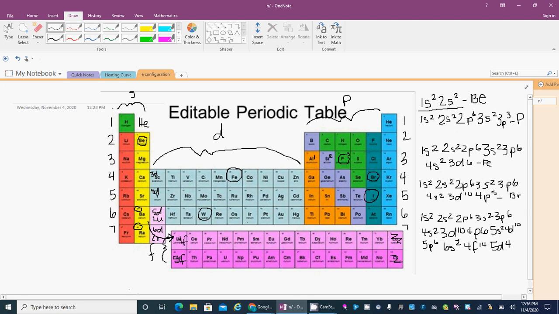Okay. 7th energy level would work exactly the same. 7s2, and then we would go down from radium all the way down here to 5f.